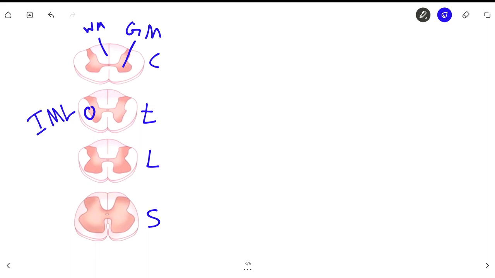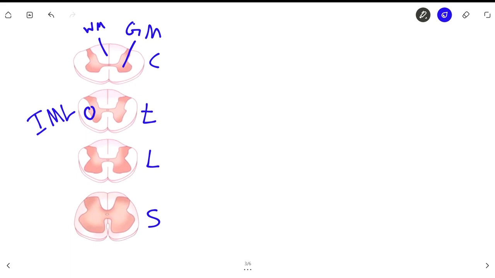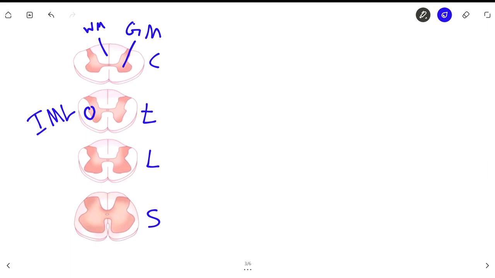The IML is the abbreviation for intermediolateral cell column. And this is where there are lots and lots of cells that can be found. And this bump is only found in the thoracic region. And one way to think about this is that as you go down the spinal cord, more neurons exit the spinal cord, so there's less white matter and more gray matter.